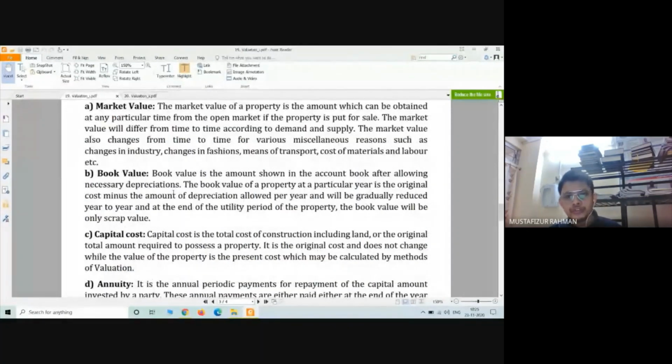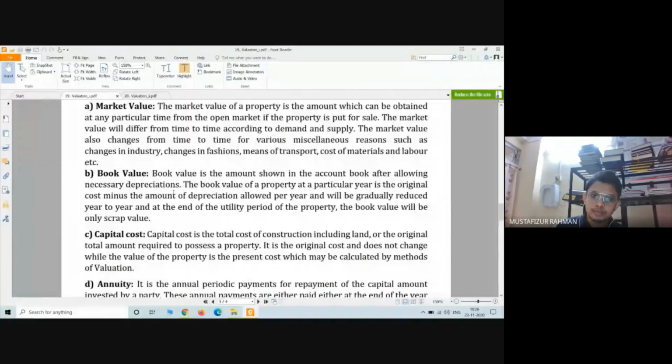Then there is book value. Now the book value is whatever was the original cost. Every year there will be some depreciation. We subtract the depreciation and we get the book value. Any property, if it is a building, year after year will depreciate and deteriorate slowly. The colors will fade, the structures will become weak, there may be cracks here and there. So that is going to depreciate the value.